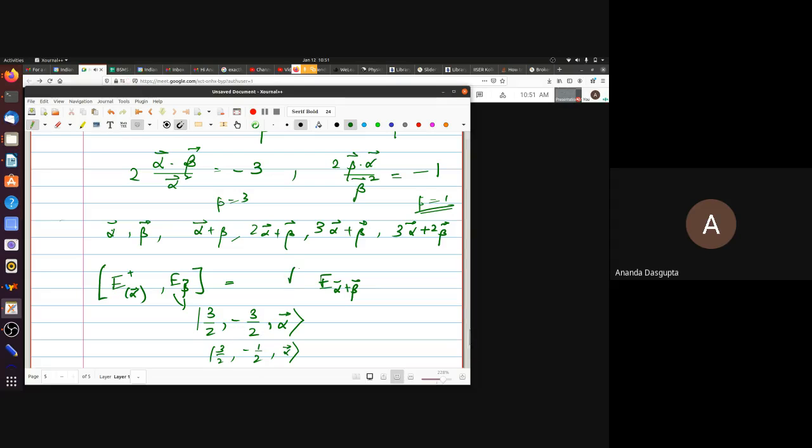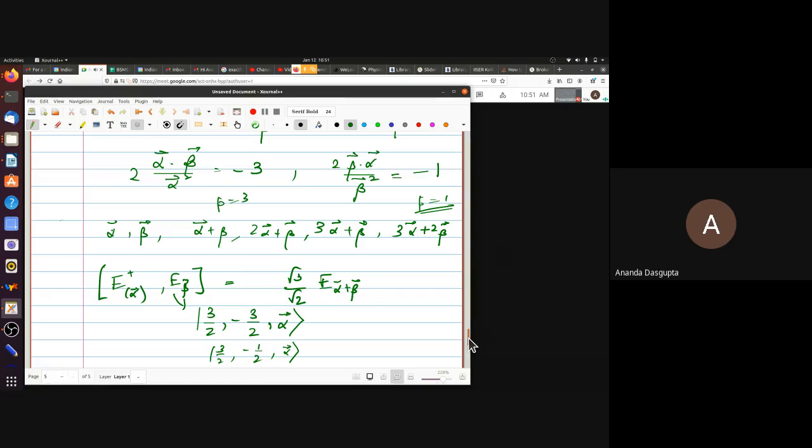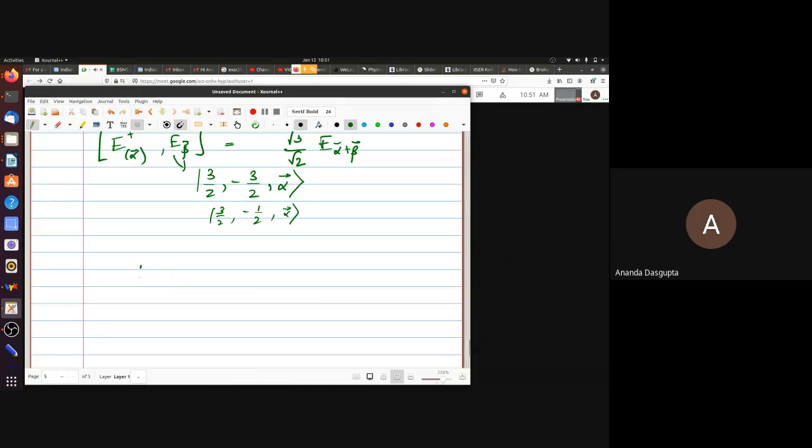So you get root 3 in the numerator and root 2 extra from the fact that E plus alpha has this extra 1 by root 2, the definition. And once again, there is a matter of choice of phase here. I'm choosing this phase to be 1. That is, whatever I get by taking this generator, that's what I'm calling my E alpha plus beta, up to a real factor. That's just a phase choice.